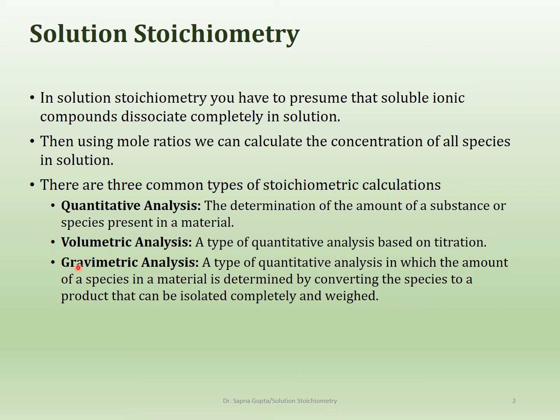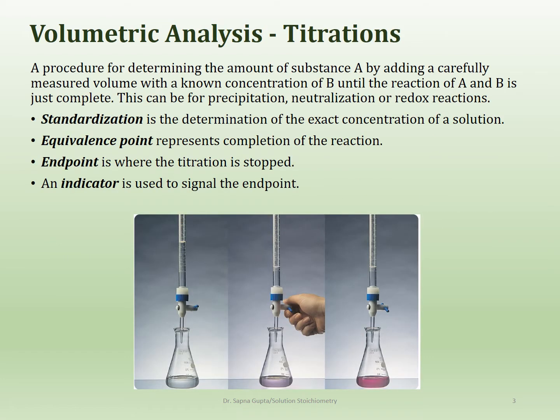The third kind of technique that we use is gravimetric analysis, and gravimetric analysis is used specifically for precipitation reactions. In case of precipitation reactions, you form a precipitate as a product, and that precipitate is isolated and weighed, and then you do a back calculation to figure out how much of that substance was actually in the solution. All these 3 techniques are very useful in analytical chemistry.